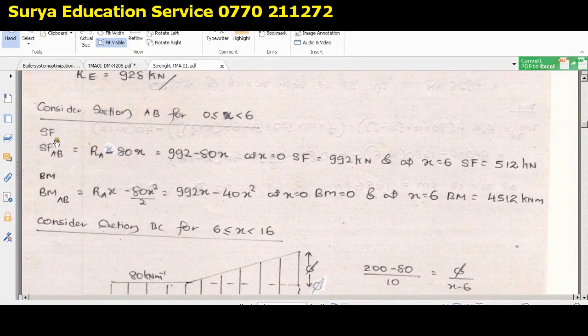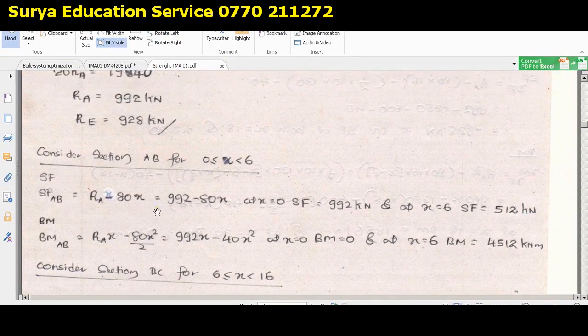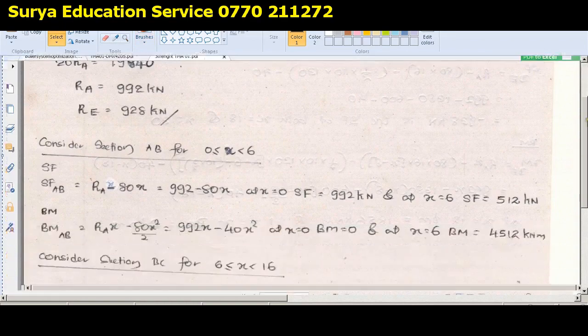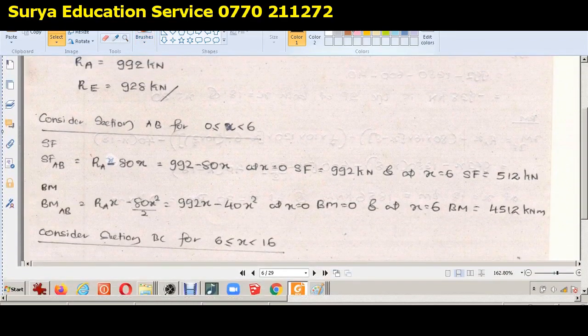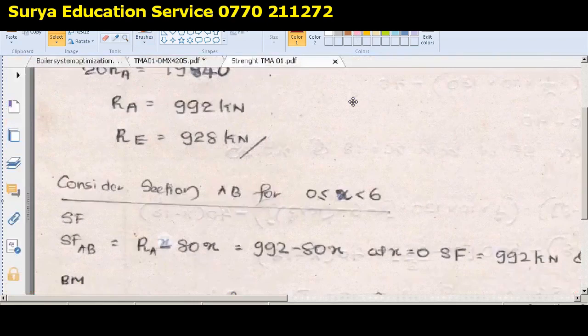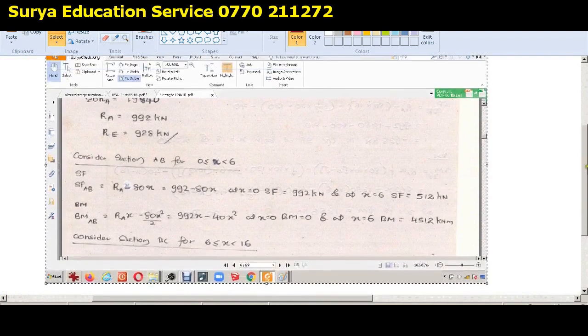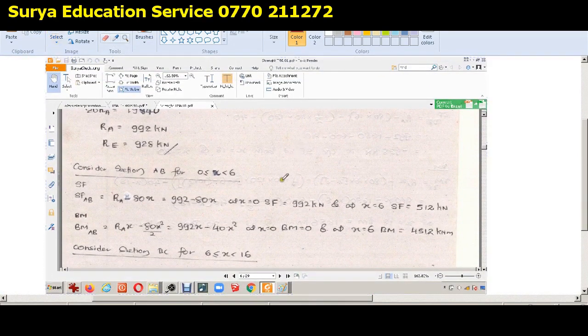Now see, the shear force for the section AB is Ra minus 80x, which equals 992 minus 80x. So be very careful. These are simple basics, guys, but I want to teach you from the very fundamental thing. Otherwise you people will not understand these basics.